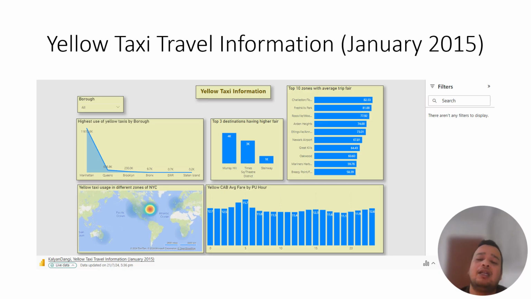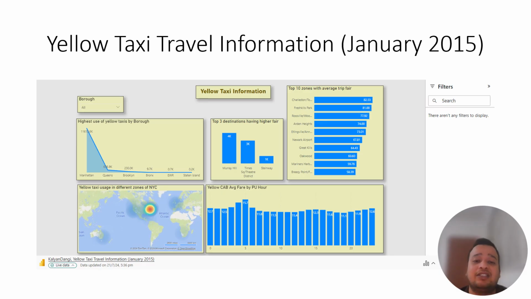The slicer enables interactive filtering by borough, making it easy to focus on specific areas. The area chart displays the trends in yellow taxi usage over time by borough, revealing that Manhattan had the highest usage, which is almost millions percent higher than Staten Island, the borough with the lowest usage at 192 trips.